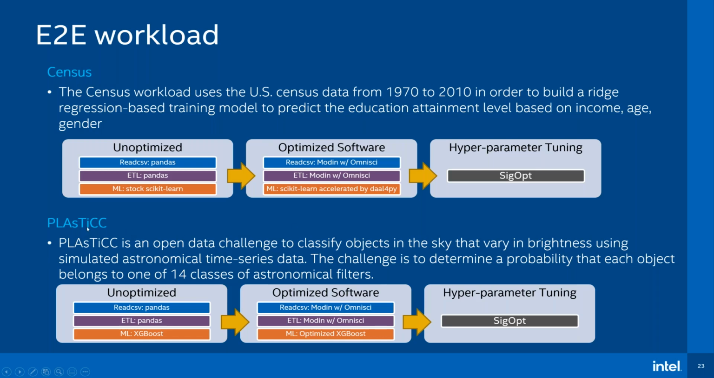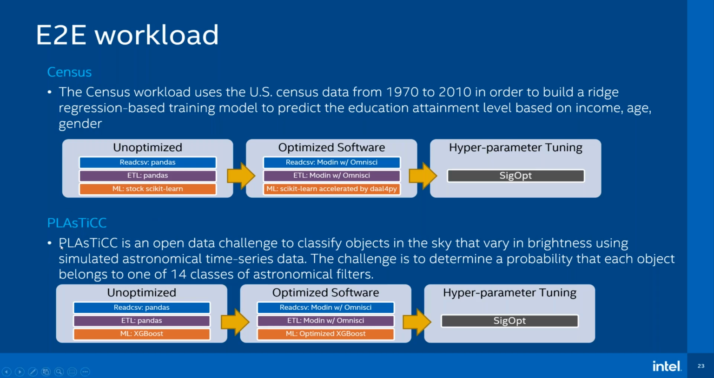Plastic is the other workload that I'd like to discuss here. Plastic is an open data challenge on Kaggle with the aim to classify objects in the night sky with varying degrees of brightness, and it uses simulated astronomical time series data. This challenge on Kaggle is actually in preparation for observations that are to come from the Large Synoptic Survey Telescope, which is currently being set up in northern Chile.